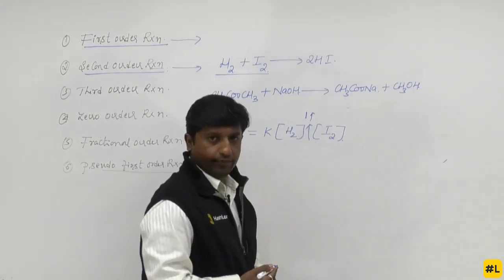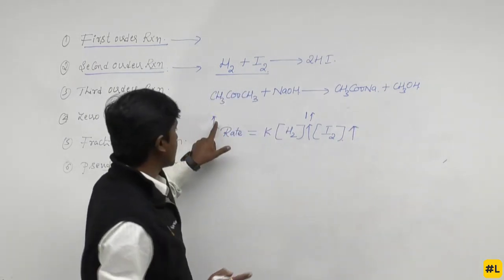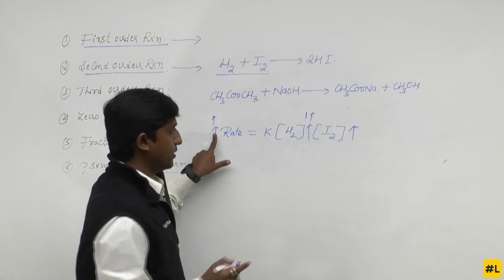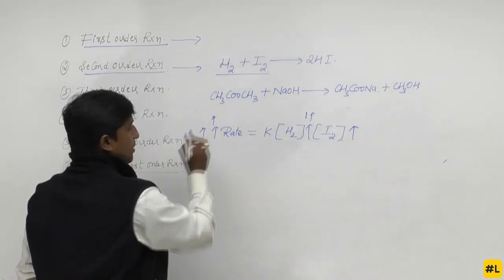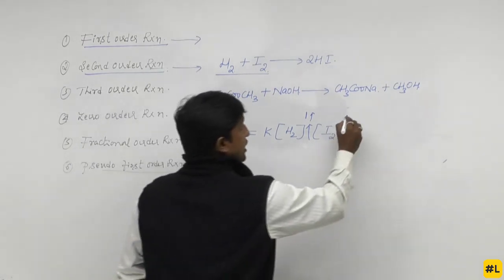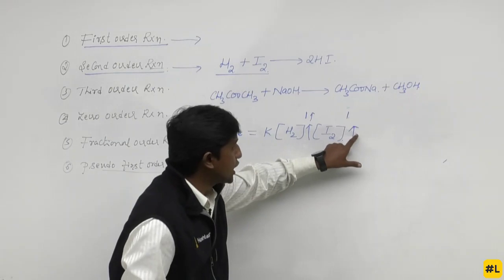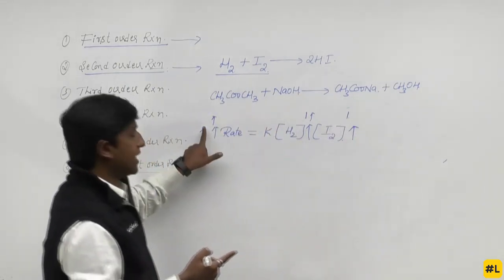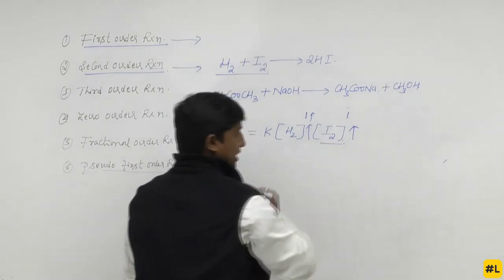If I take iodine, with increase in the concentration of iodine by 1 unit, the rate increases by 1 unit. Hence, the order with respect to iodine is also 1. When you increase the concentration of iodine by 1 more unit, the rate increases by 1 more unit. Hence, the order with respect to iodine is 1.